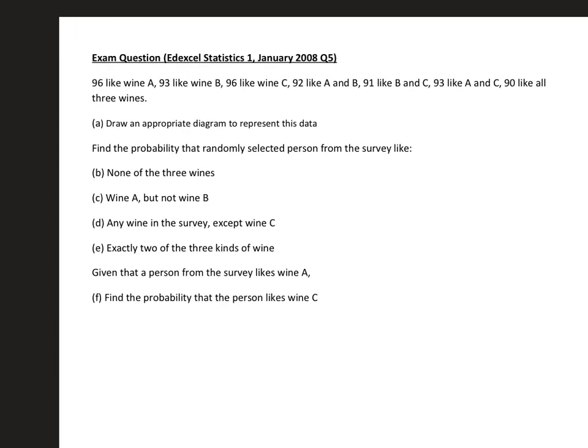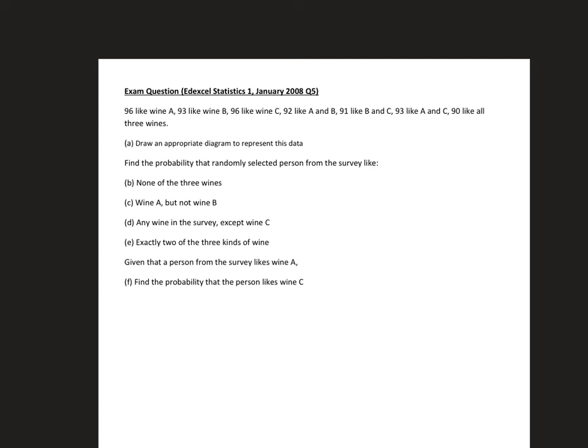Okay, and here's an exam question. However, there's a typo, so it should say that 100 people are asked what type of wine they like. So just add in 100 people asked. It says 99 like wine A, 93 like wine B, 96 like wine C, 92 like A and B, 91 like B and C, 93 like A and C, and 90 like all 3 wines. So we've got a high proportion of people who like wine. Draw an appropriate diagram to represent this data.